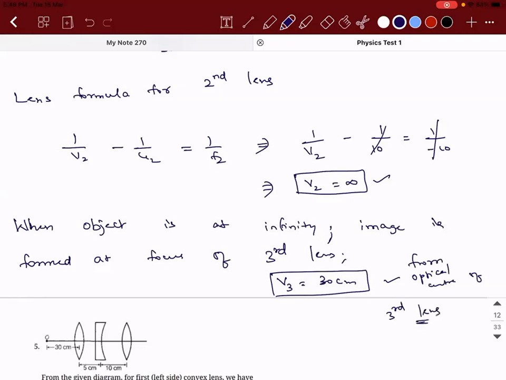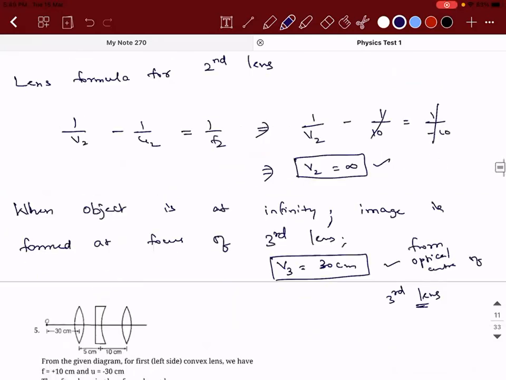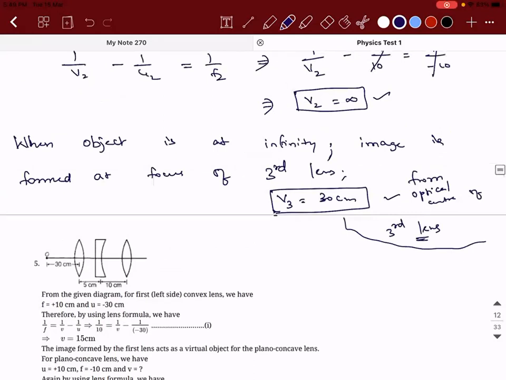Suppose they want to twist the question, they can ask you, what is the image distance with respect to the initial object distance? Then what you need to do? It is 30 plus 5 plus 10 plus 30. That is how you need to write. So the answer is going to be something like this. I hope it is clear. The problem is very simple. You need to apply the lens formula thrice. With the hope that it is clear, I'm moving on to the next question.